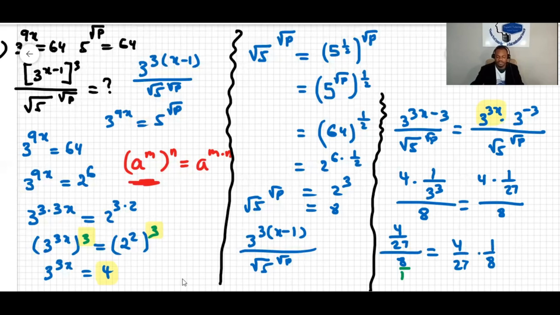If we simplify, we can see that 4 gets into 8 twice. So I'll leave 2 there and then 1 there. And then this will be equal to 1 over 54. Yes, we managed to do it.